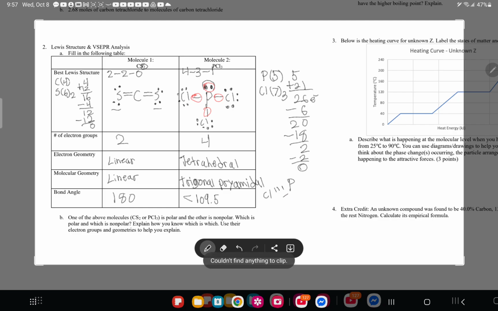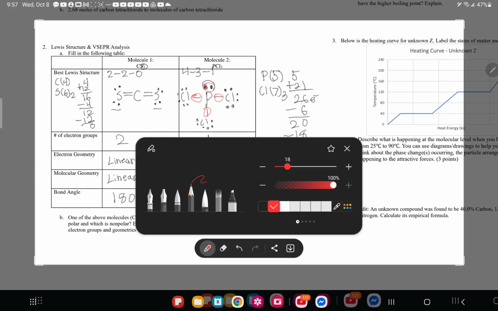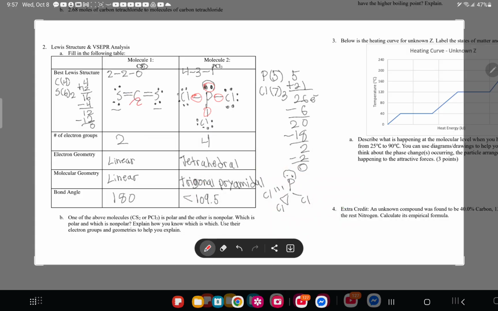here, right? That's the best way to look at it. And we have our 2 little lone pairs here. So we can see on our CS2, right, we have symmetry, right? Everything's equal. Everything's pulling equally against each other. So we're going to be non-polar there.